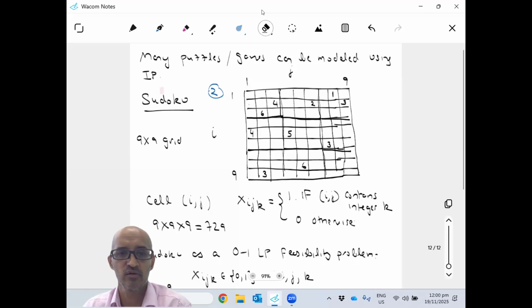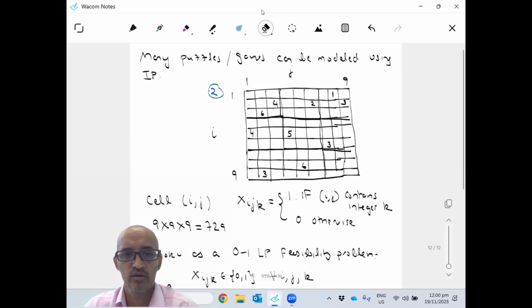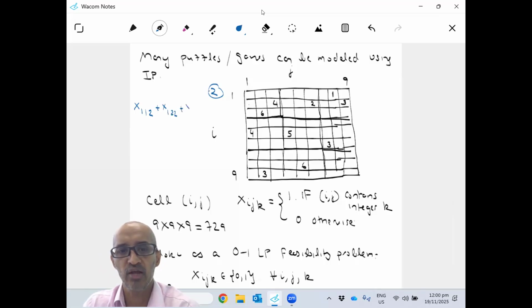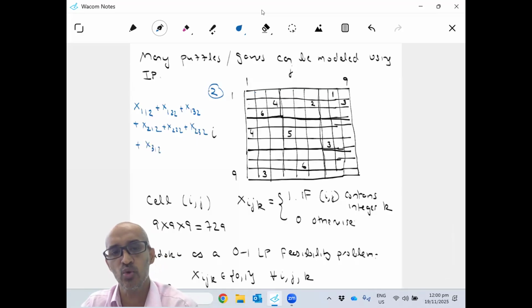How will I write that constraint? I'll just show you one constraint of the type. It'll be simple. It'll be x112 plus x122 plus x132. That's these three cells, plus x212 plus x222 plus x232 plus x312 plus x322 plus x332 equal to 1.